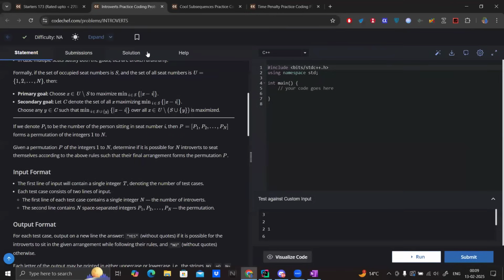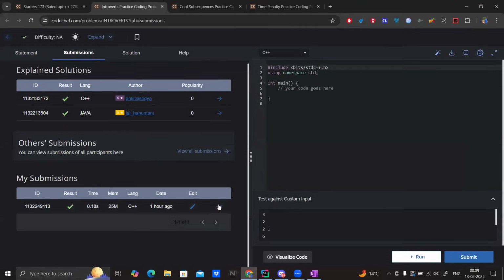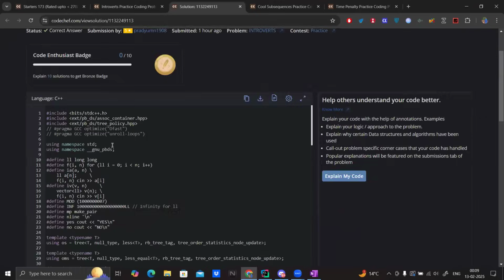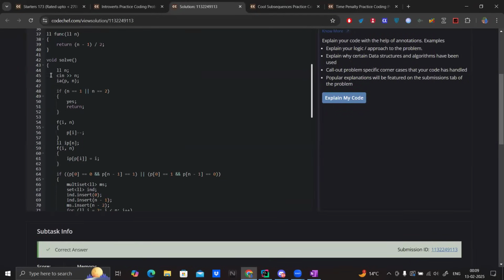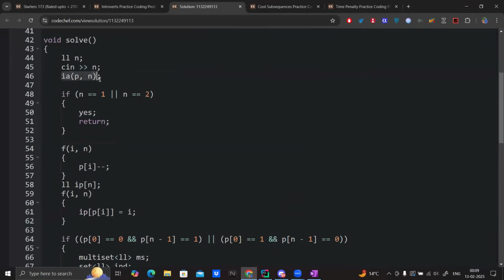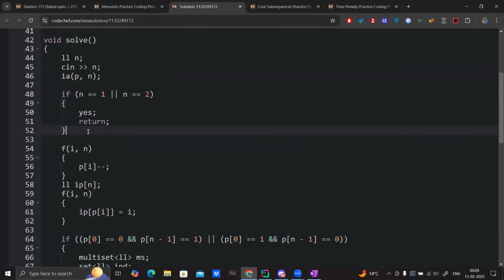So I'll show you the code. Basically, this is just implementation; there is no real logic here. First of all, I take the input, and if n is equal to 1 or n is equal to 2, then I just print yes. That is some edge case handling that I'm doing.